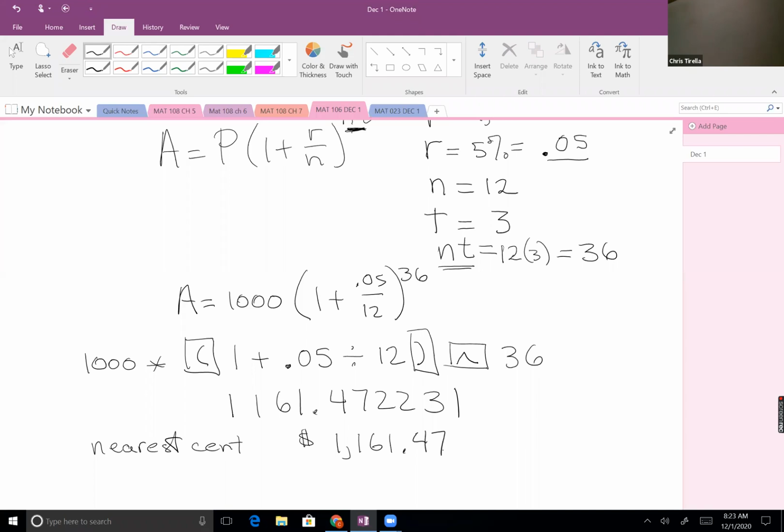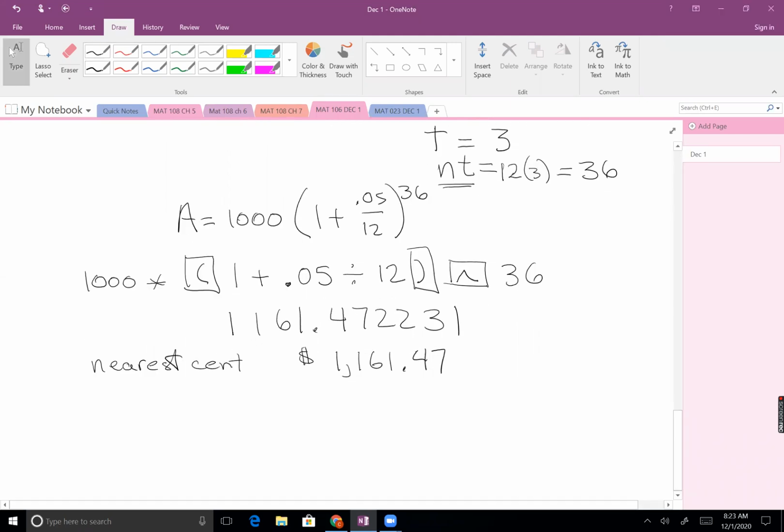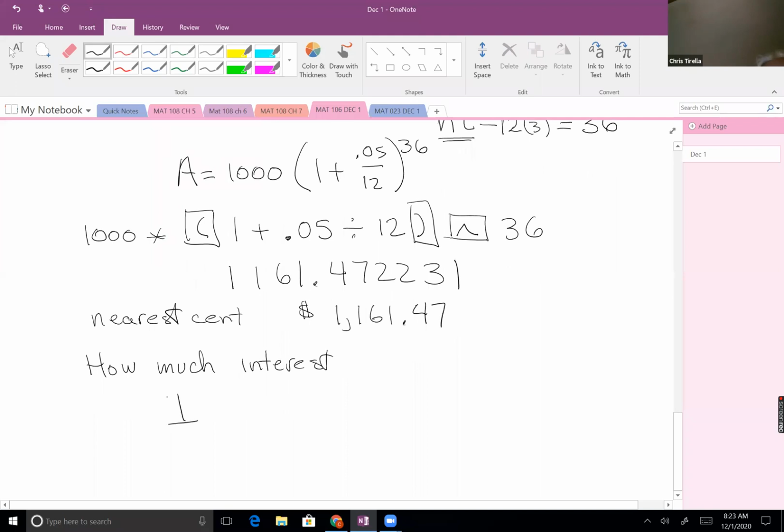Did everybody else get that same result with their calculator? Yes. Great. So then the question becomes, how much interest did we earn? And with these problems, the interest is going to be the difference between the final value and the initial value. So the interest is that future value minus that initial value, or that principal, or we earned $161.47 interest.